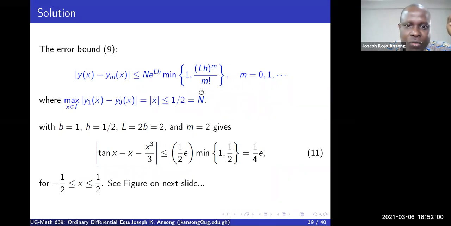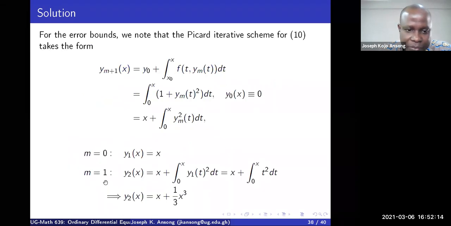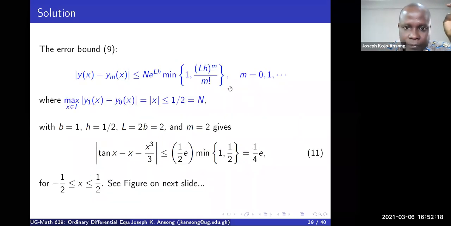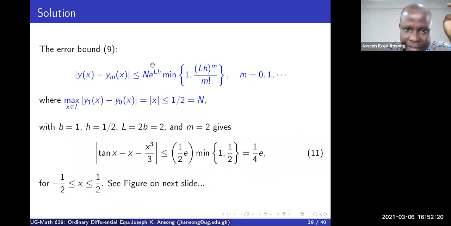So what we actually need to get the right-hand side here is to find what our N is, what our L is. Remember, L is 2B. What H is. In this case, M is 2, right? We only did the estimates up to y2. So M is 2. So we need to find them, and then that will give us the right-hand side of the error estimate.